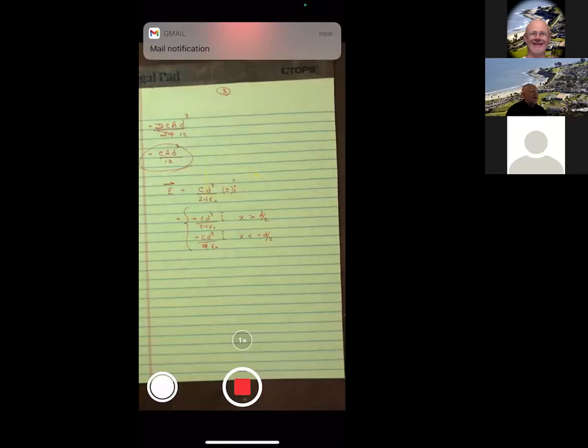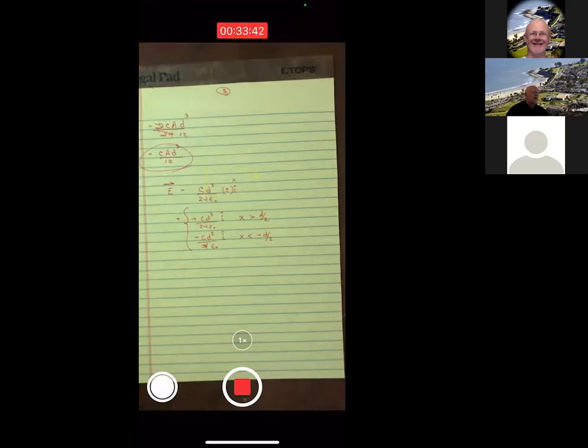And I don't think they asked for inside. Derive an expression for the electric field in the exterior regions of the slab. Yeah. So we don't need to do it in the slab.